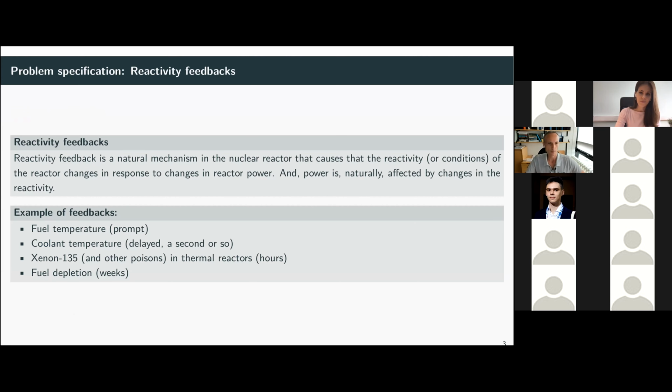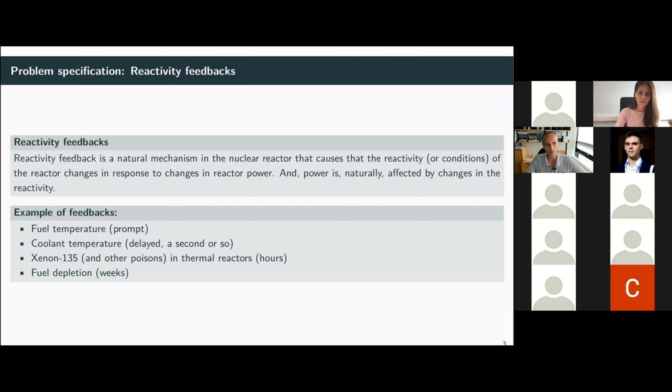So let's start with the problem specification. So we are dealing with reactivity feedback. So I suppose you all are familiar with what the feedbacks are. Basically, at any moment when the reactor power change will affect the reactivity in the system, we can say that we have reactivity feedbacks present, because when the reactivity is changed by the changes in power, that will in return cause changes to the power itself. So we have a loop which may converge or diverge, right?